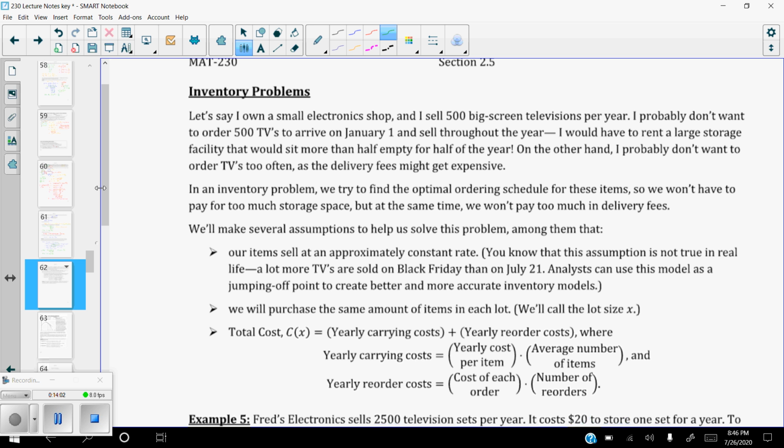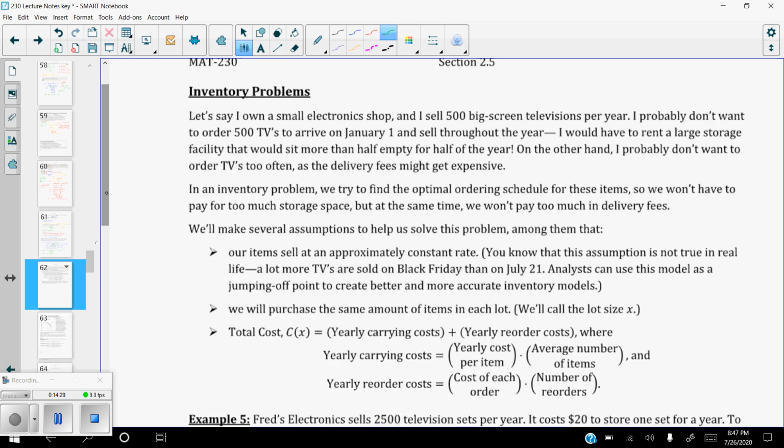So we're going to make some assumptions. First of all, our items sell at approximately a constant rate. Of course, we know that's not true, because there are certain times of the year that have much more sales than others, but we're going to assume a relatively constant rate for this problem. We're going to purchase the same amount of items each time. So we might order 10, and the next time 10, and the next time 10. It's not going to vary.